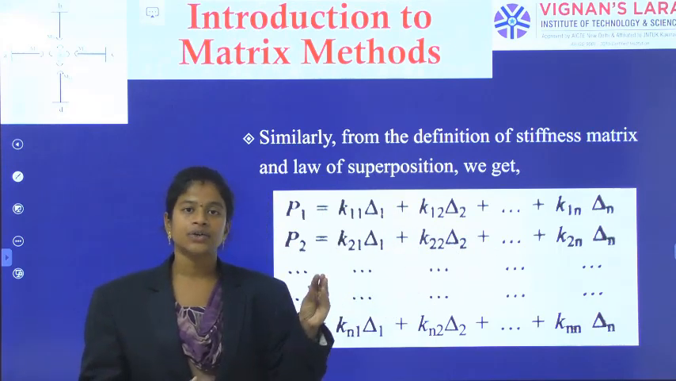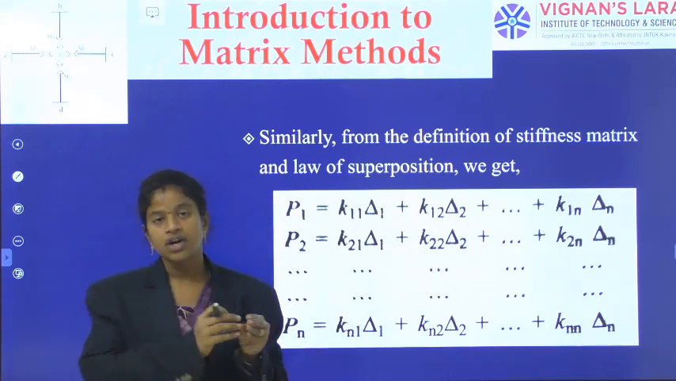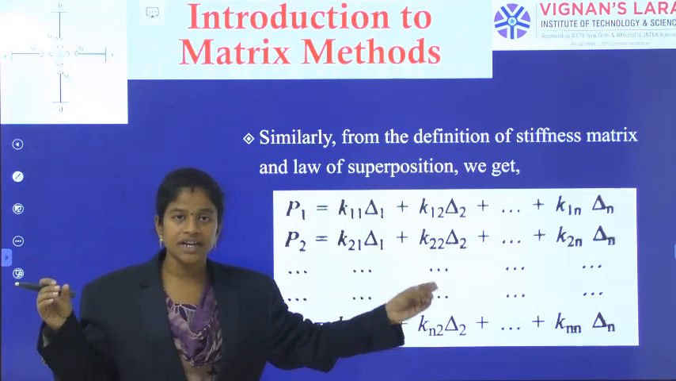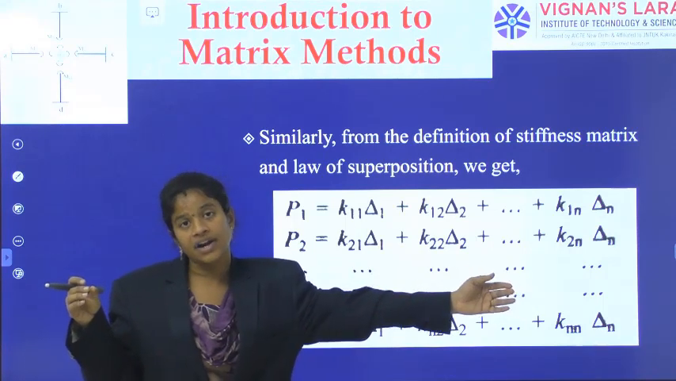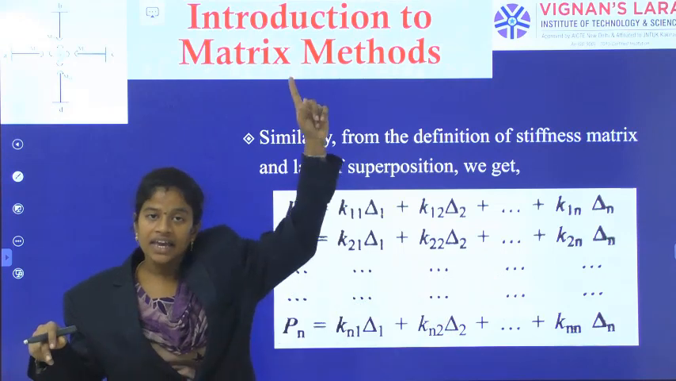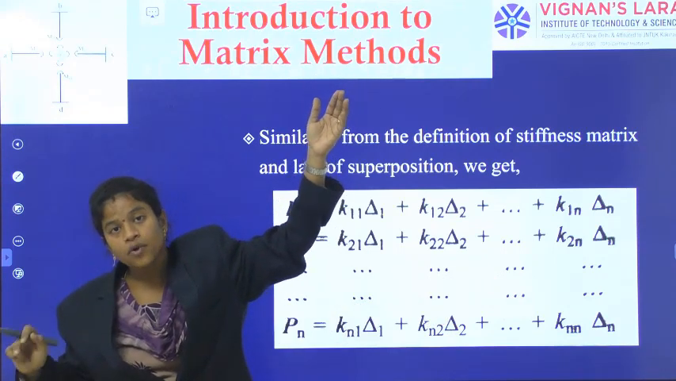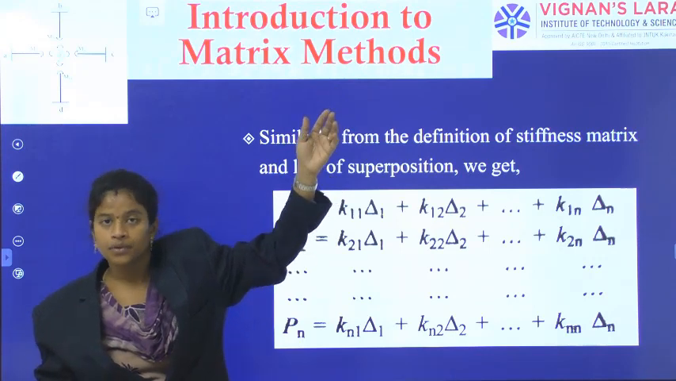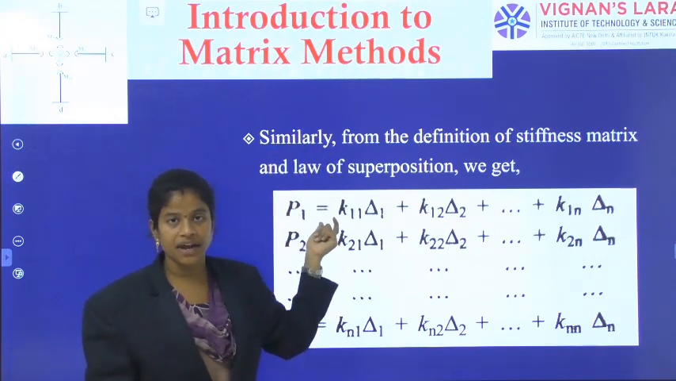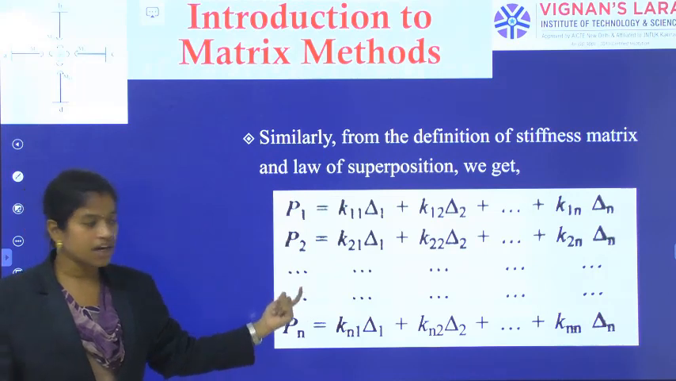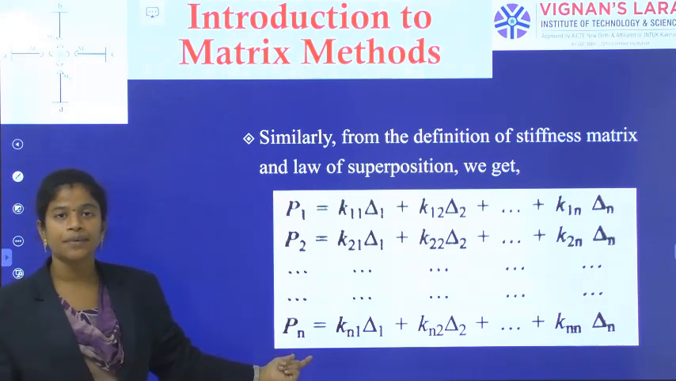Okay. And unit displacement is applied at 1. What is the force? And unit displacement is applied at a second coordinate. What is the force generated? A unit displacement is applied at the nth coordinate. What is the force developed at 1? Okay. In this way, the force developed at 1, force developed at 2 and so on, Pn, force developed at n.